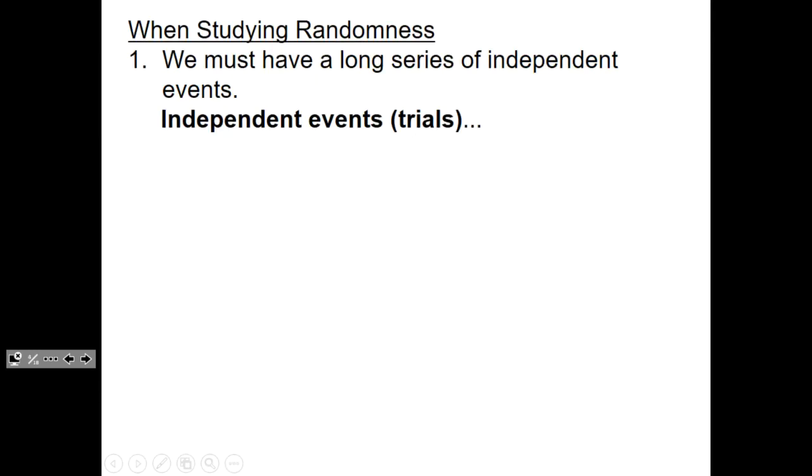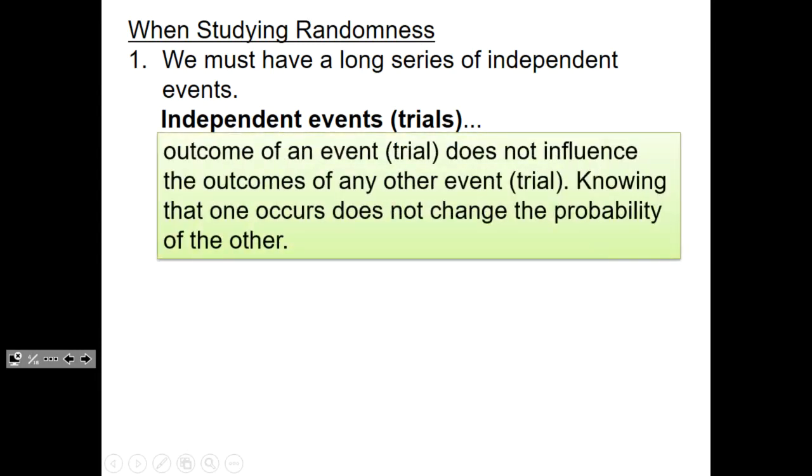Now, a couple rules about probability. When studying this, we have to have a long series of independent events or trials. So this is when the outcome of an event doesn't influence the outcome of any other event or trial. Knowing that one thing occurred did not change the probability of the other. Our events need to be independent.